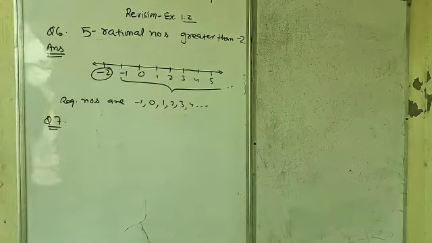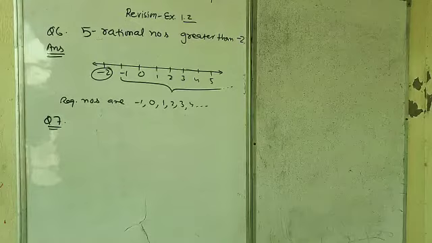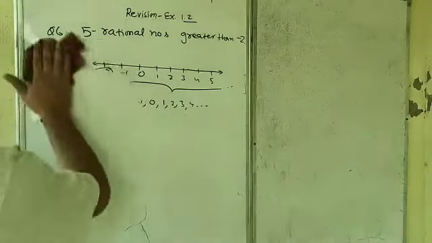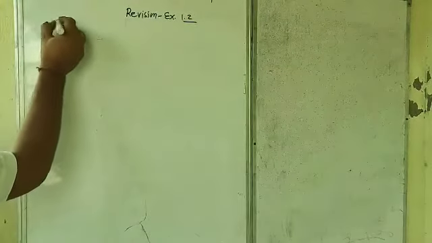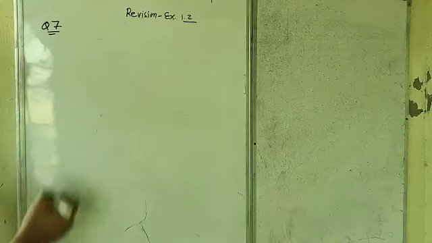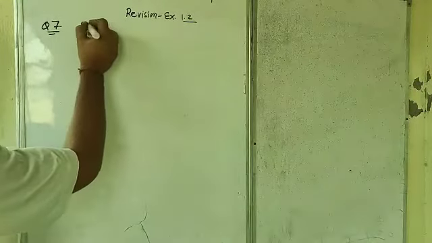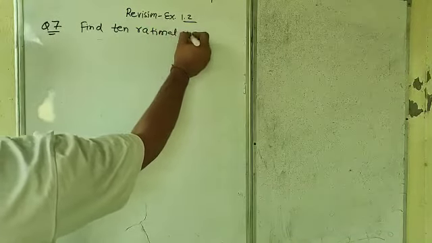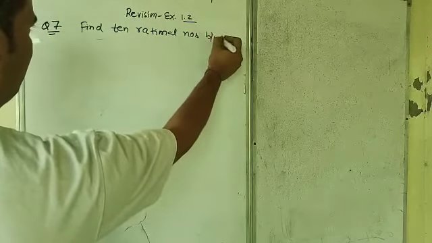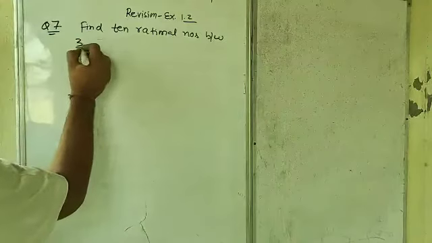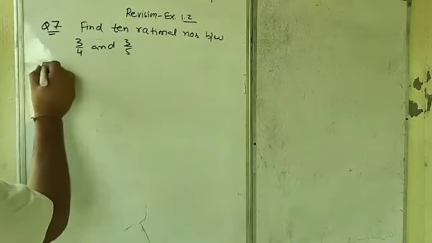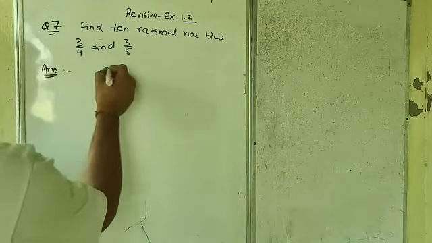Now come to question number 7. Find 10 rational numbers between 3 by 5 and 3 by 4. Question number 7. Now look at this. Find 10 rational numbers between 3 by 5 and 3 by 4.